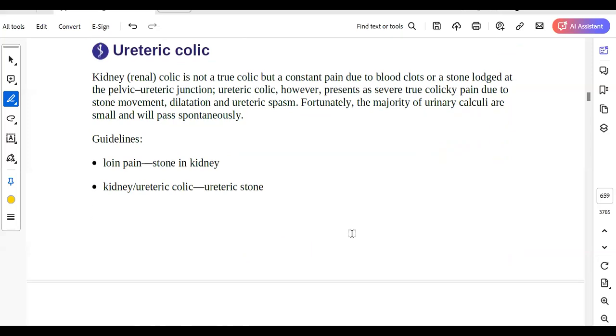So that's your peptic ulcer. Now moving on to ureteric stone. Very, very important for exam, and there's a lot of confusion about this. So ureteric colic or ureteric stone. So even though it says colic, it is actually not a colicky pain when you have got the ureteric stone. So it is a constant pain due to a stone lodged at the ureter.